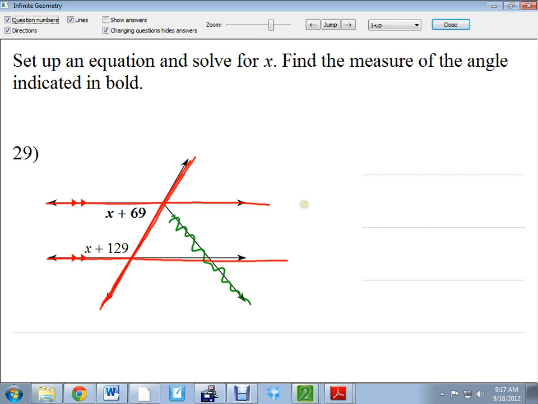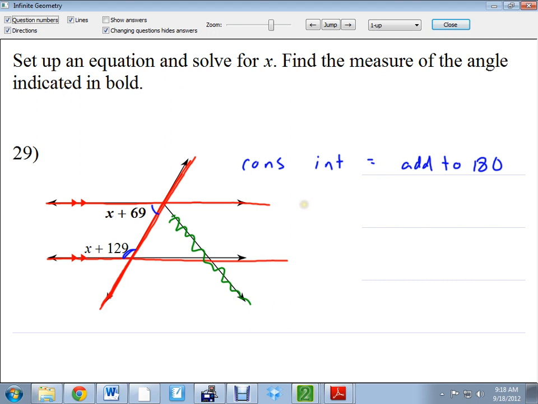So we want to kind of highlight the angles that we have. Now these two angles are on the same side of the transversal, which makes them consecutive. And they're on the inside of the two parallel lines, which makes them interior angles. And we know the consecutive interior angles add to 180. That's the relationship that we have here.